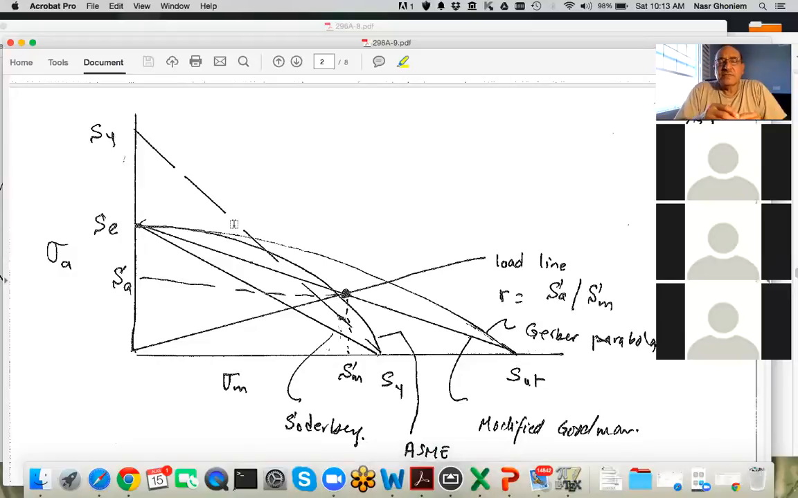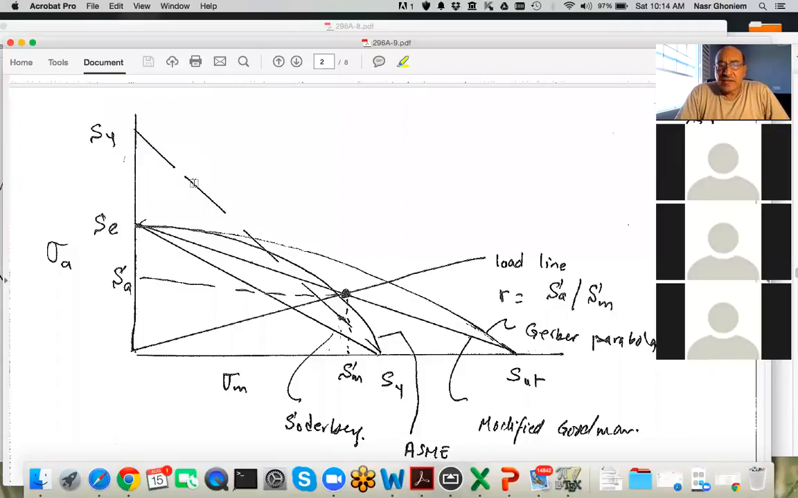So if you have a cycle, for example, the first cycle you will have the mean, and then on top of this you have the alternating. If that exceeds the yield, then we got trouble right from the first cycle. So the Langer line is a line to protect against yield on the first cycle.